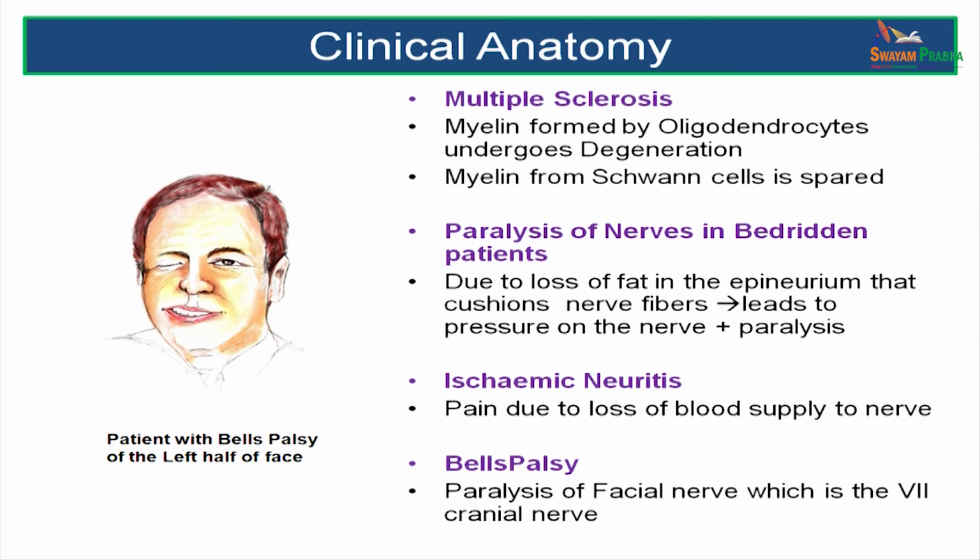Another clinical aspect is neuritis. Neuritis is an inflammation of the nerve. Ischemic neuritis means the pain is because of loss of blood supply to the nerve. This picture that you see here shows the clinical features in Bell's palsy. Bell's palsy is a paralysis of the facial nerve, and when the patient tries to close his eyes or smile, this is what happens. This is the paralyzed side, where the eye closure is affected and there is deviation of the angle of the mouth on the affected side.